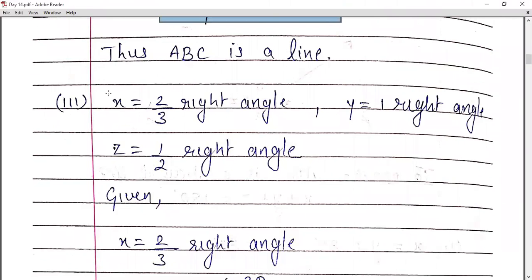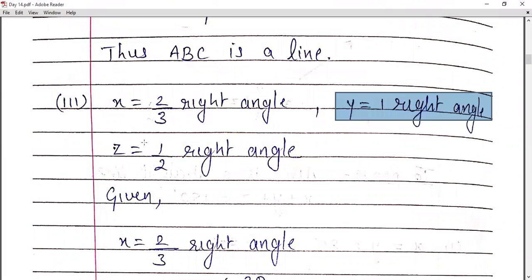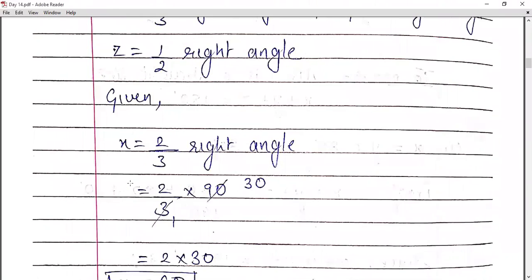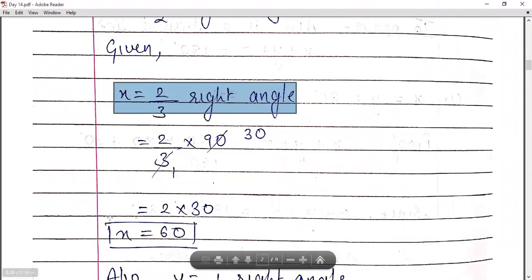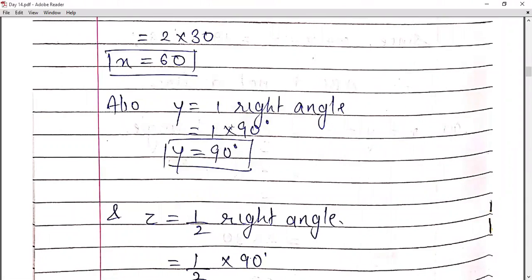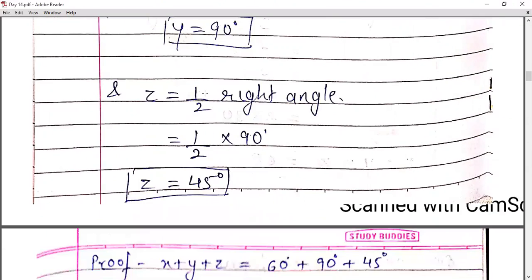The third part is X is 2 by 3 of right angle, Y is 1 right angle, Z is half of right angle. Solving these to get the values of X, Y, and Z. X is given as 2 by 3 of right angle. Substituting 90 degrees for right angle, and on simplifying it, you'll get X as 60 degrees. Y is given as 1 right angle, that means 1 into 90 degrees. Y will be equal to 90 degrees. Z is given as half of right angle, that is half of 90 degrees. Half of 90 will give you 45 degrees.